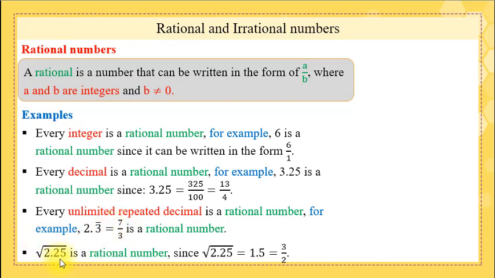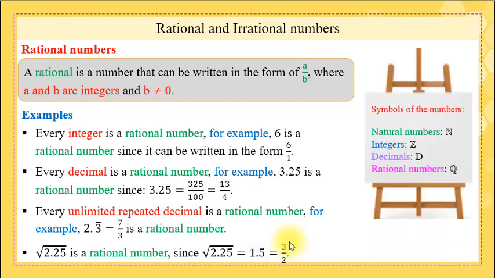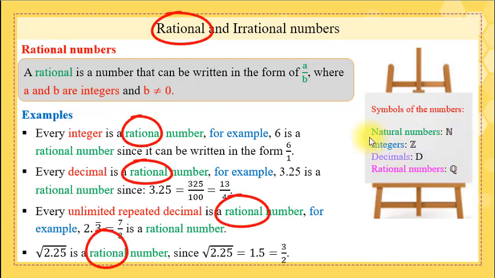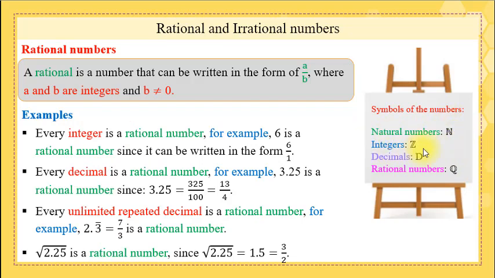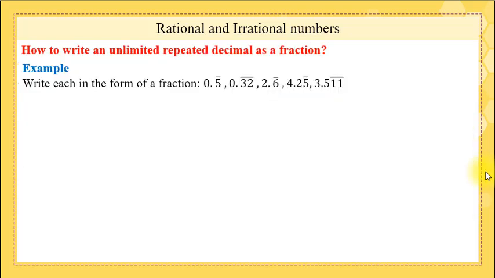Radical 2.25 is also a rational number, since radical 2.25 gives 1.5, and 1.5 can be written in the form of a fraction, 3 over 2. Pay attention, for each type of numbers we have a specific symbol. For integers, we write Z. Z is the symbol of the integers, D is the symbol of decimal numbers, and Q is the symbol of rational numbers. The natural numbers are the positive integers, so all the integers which are positive and not negative, we can say that they are natural numbers.